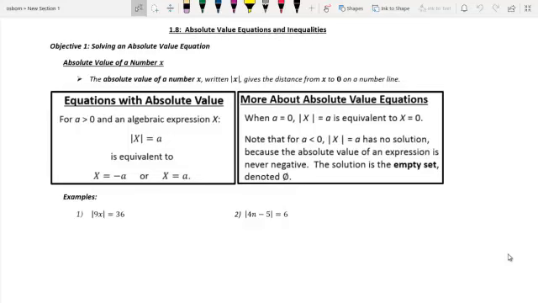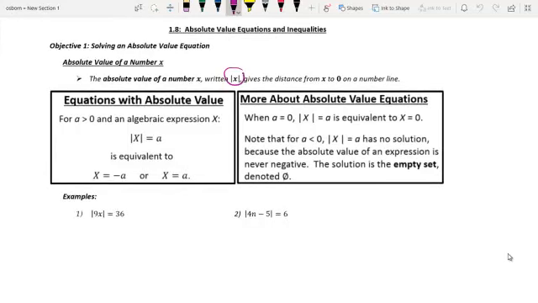Absolute value equations and inequalities. So the absolute value of a number x is written just like so, and it gives the distance from x to 0 on a number line. That is why the absolute value of a number is always positive. Right, so equations with absolute values.